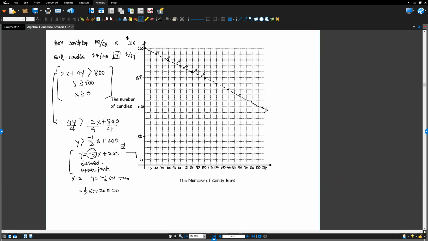Okay. The next one is what? Y is greater than 100 over here. Okay. Y equals 100. Is it? Y equals 100 is a solid line and the upper part. Solid, upper part. This is the common area, right? So the solution set is over here, the upper part, that is the common area this way. That's the solution set. Okay, all right.